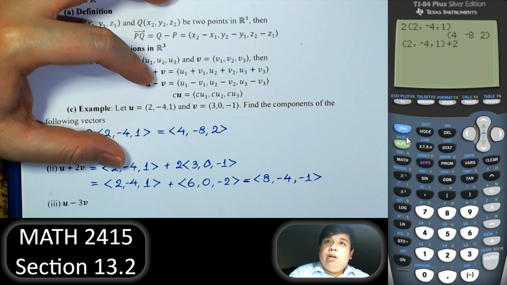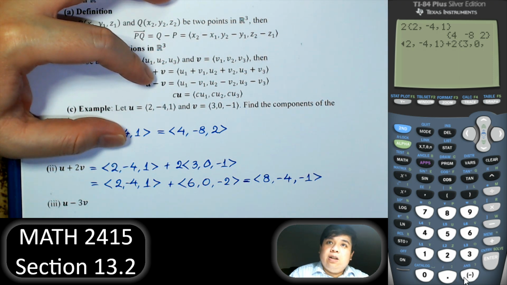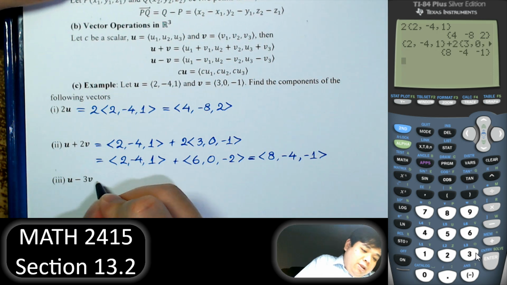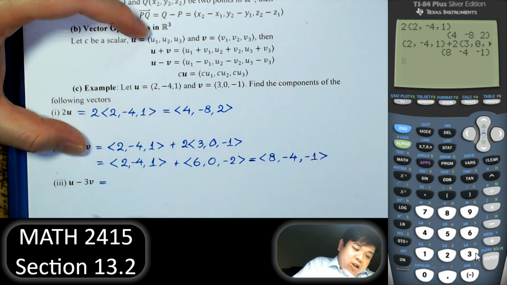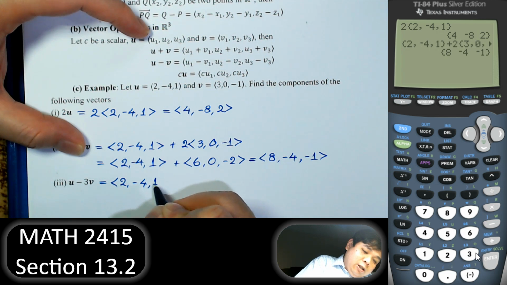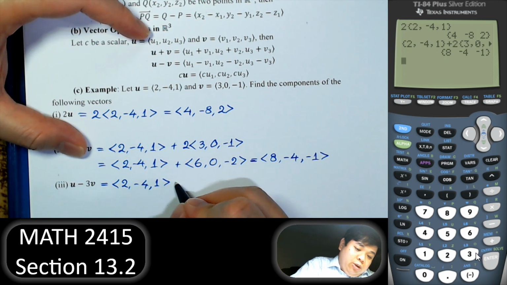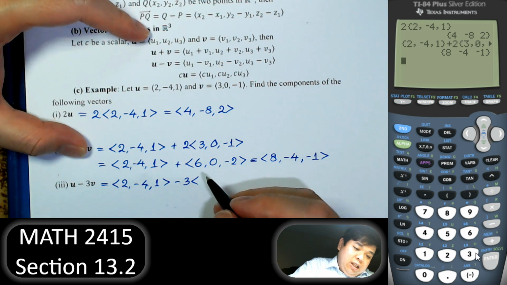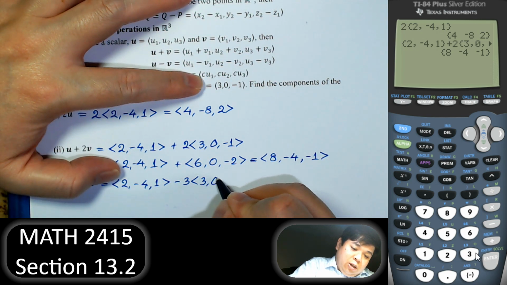Plus 2, 3, 0. If we have to use negative, it is this negative and not the subtract sign. Close the curly bracket. Right. And then u minus 3v, 2, -4 and 1. That is u, and then minus 3v, 3, 0, and -1.